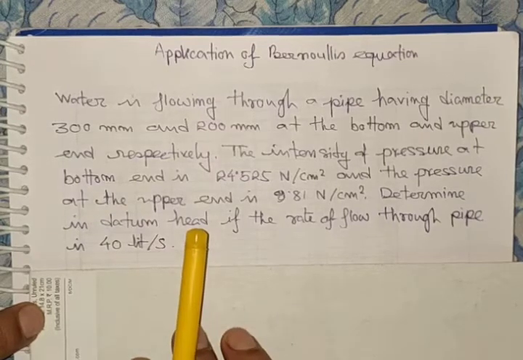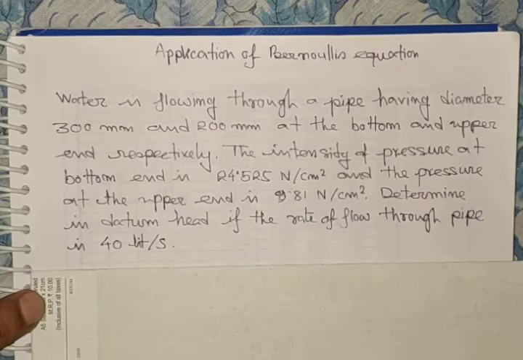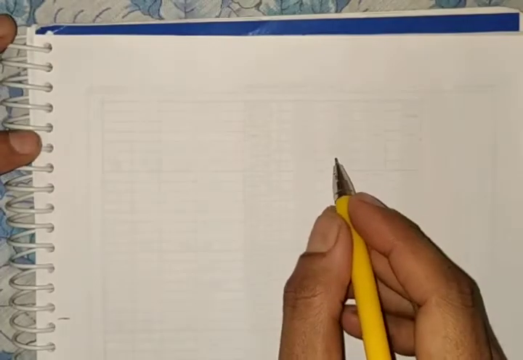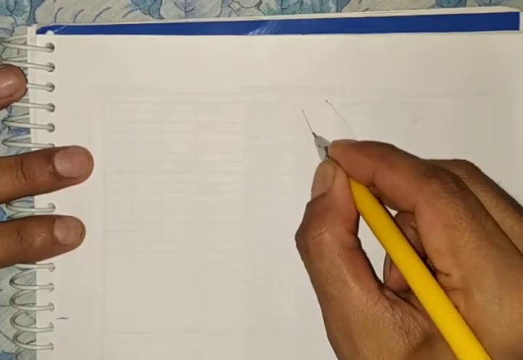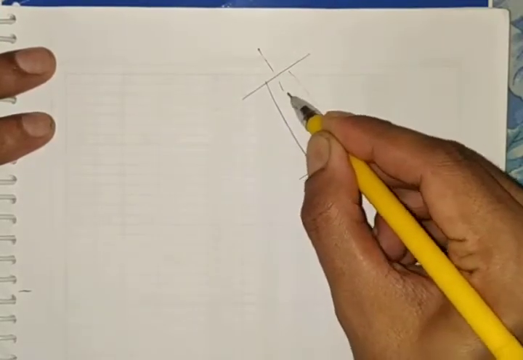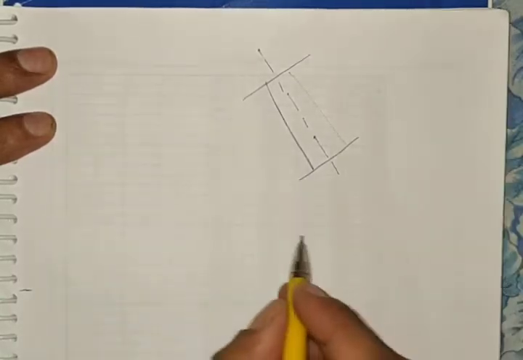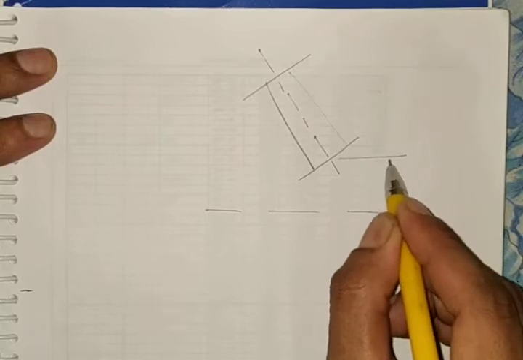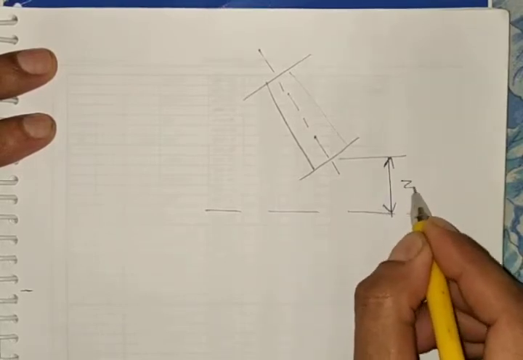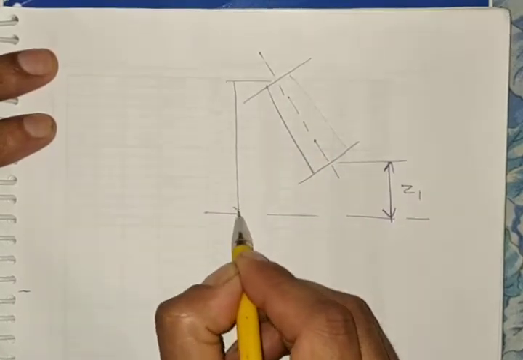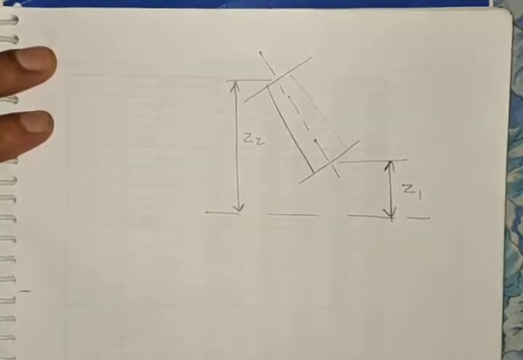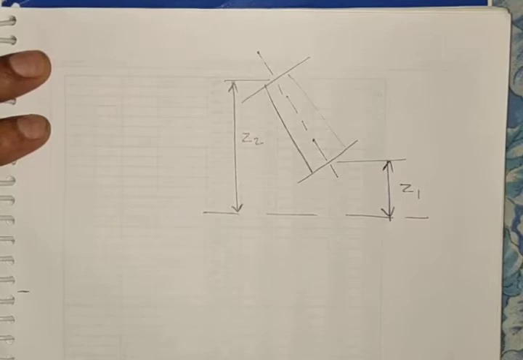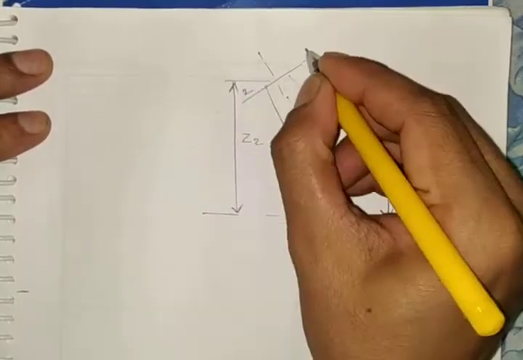So this is the particular problem based on application of Bernoulli's equation. Let's try to solve this problem. So in this problem, a taper pipe like this is there. Here this is your center line, and this is suppose your datum. This is suppose Z1, this is Z2. This is the section 1-1, this is the section 2-2.